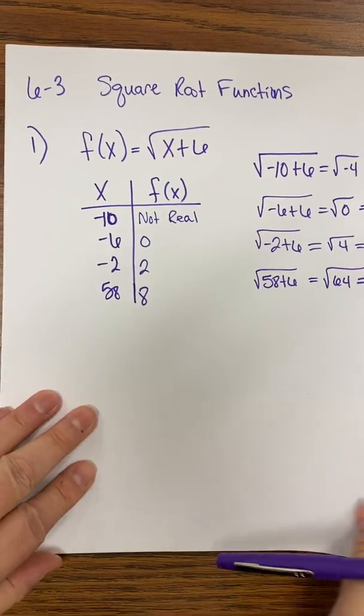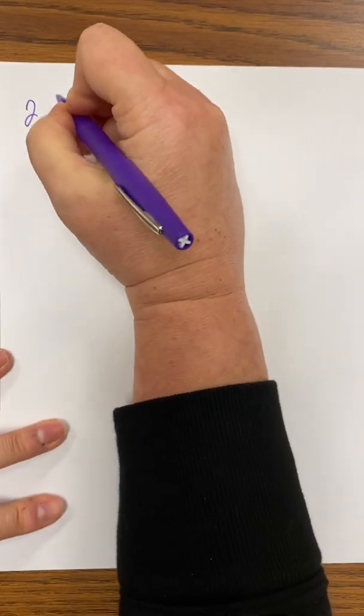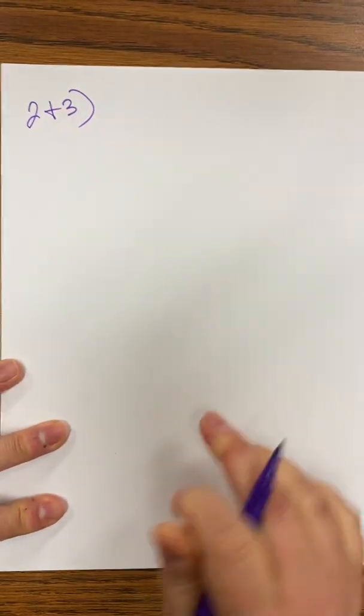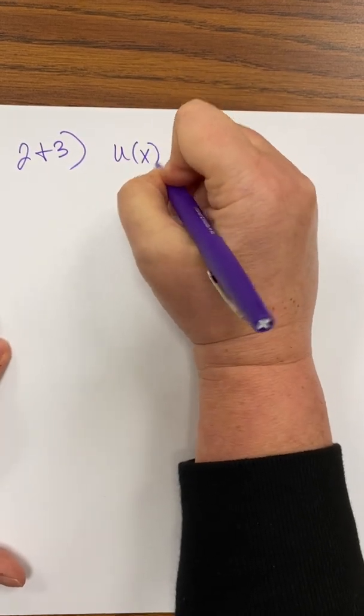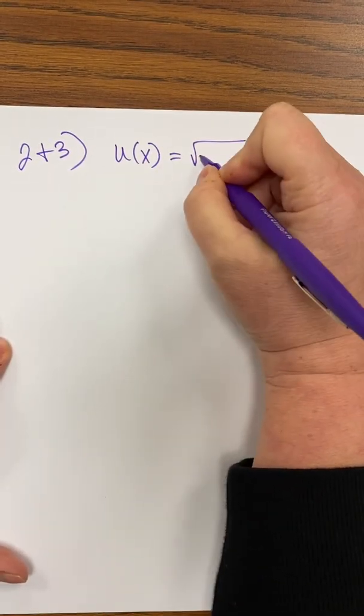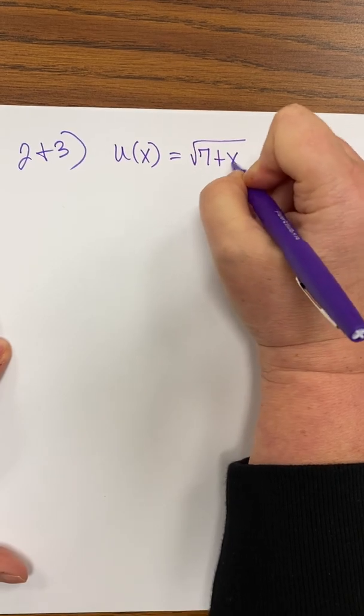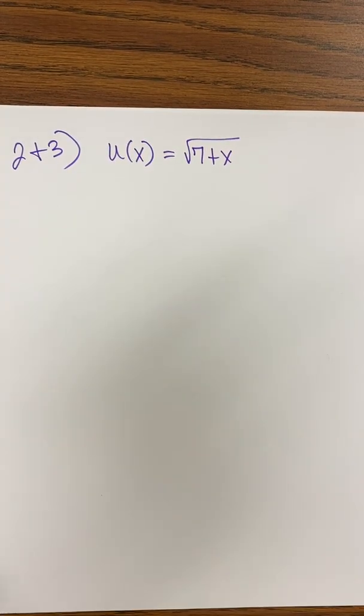Okay, so this video is going to be for numbers 2 and 3. 2 and 3 will be covered in this one. They give you a function. This is a u of x function, the square root of 7 plus x.